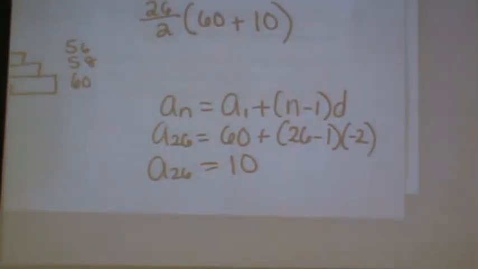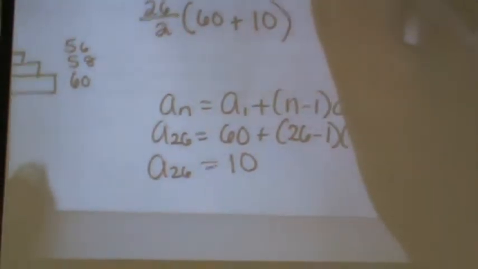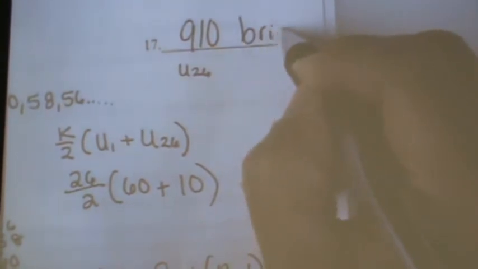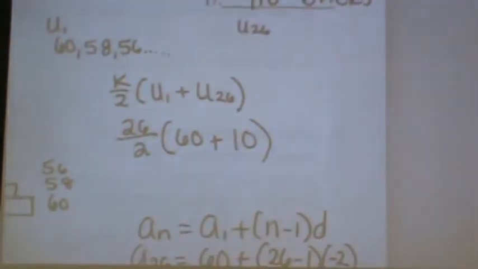Some of you guys had a larger number of bricks in row 26 than you had in row 1. Well, you need to use a little bit of common sense. If you're decreasing in number of bricks, how can row 26 have more bricks? You should have less than 20, less than 60. So you should get 910 for this answer. There's 910 bricks total. Did anyone not get this?